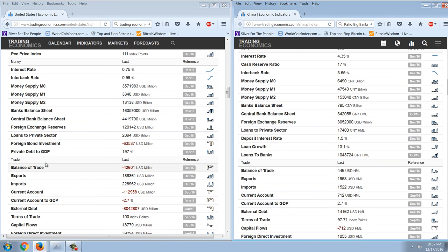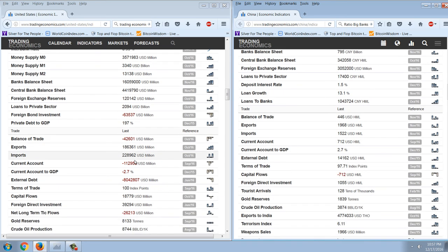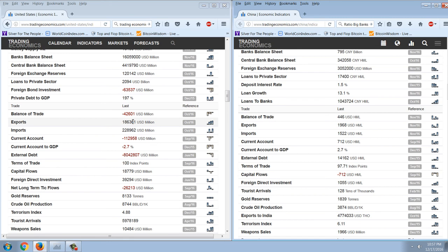Private debt to GDP, you can see 197% in the United States, but private debt to GDP is missing out of China. Balance of trade, you can see the horrific 42,000 negative in the United States, and then a positive in China. China has much more exports. The current account in the United States, a ridiculous 112,000 million, negative, it's positive in China. Current account to GDP, negative 2.7%, positive 2.7%. External debt, a massive 8 million million in the United States. External debt in China, a positive, they're owed money.